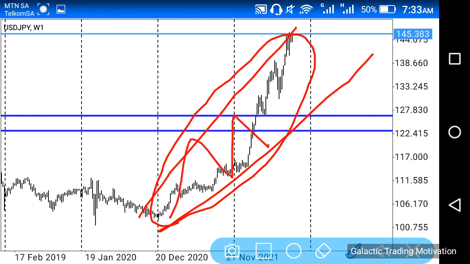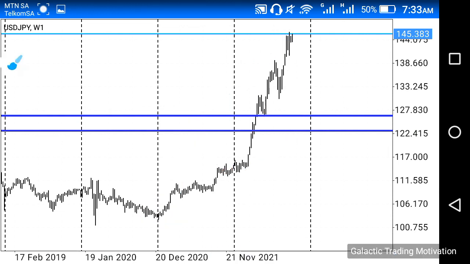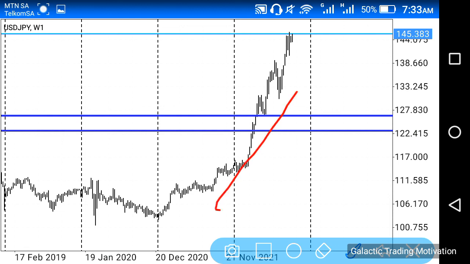And we can also see that the slope of this trend is very, very steep, and this also tells me that a reversal is imminent. It tells me that a reversal is imminent, and that is because generally speaking, trends that are this steep usually don't last too long.